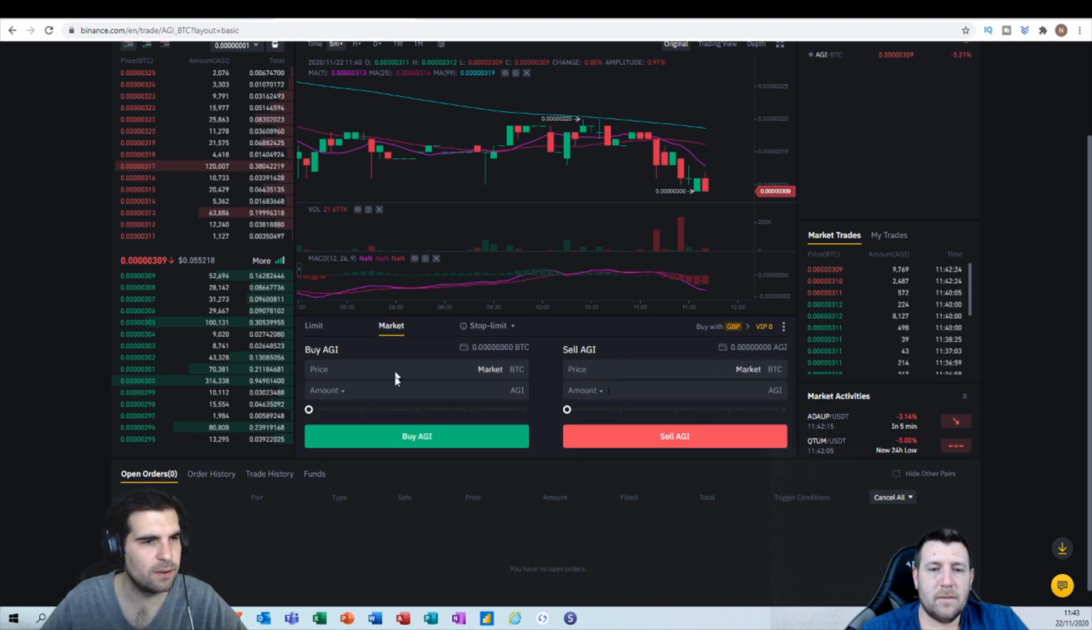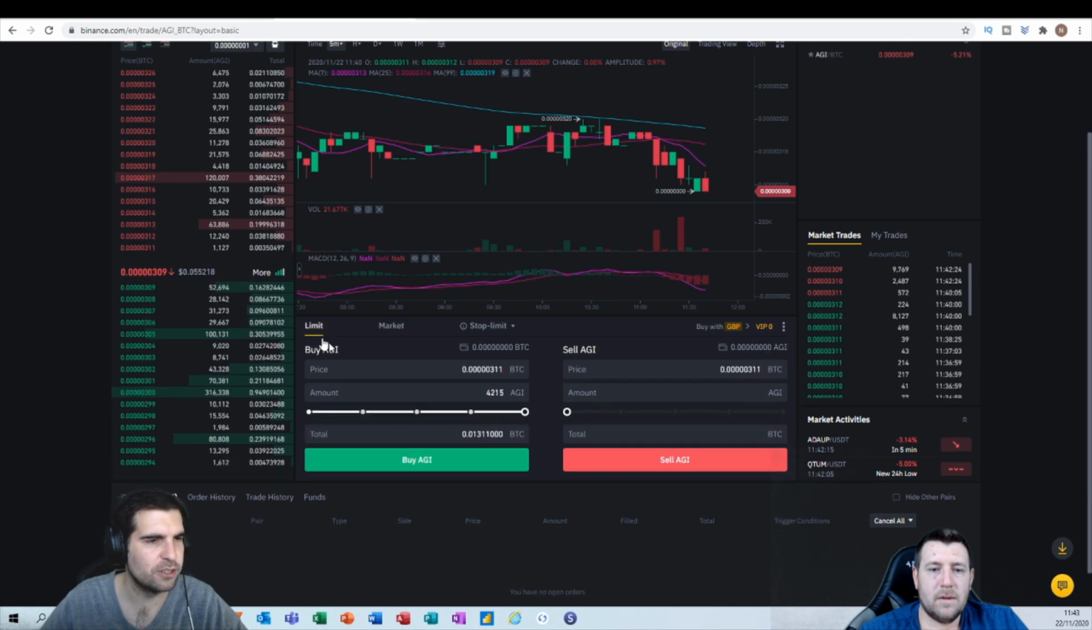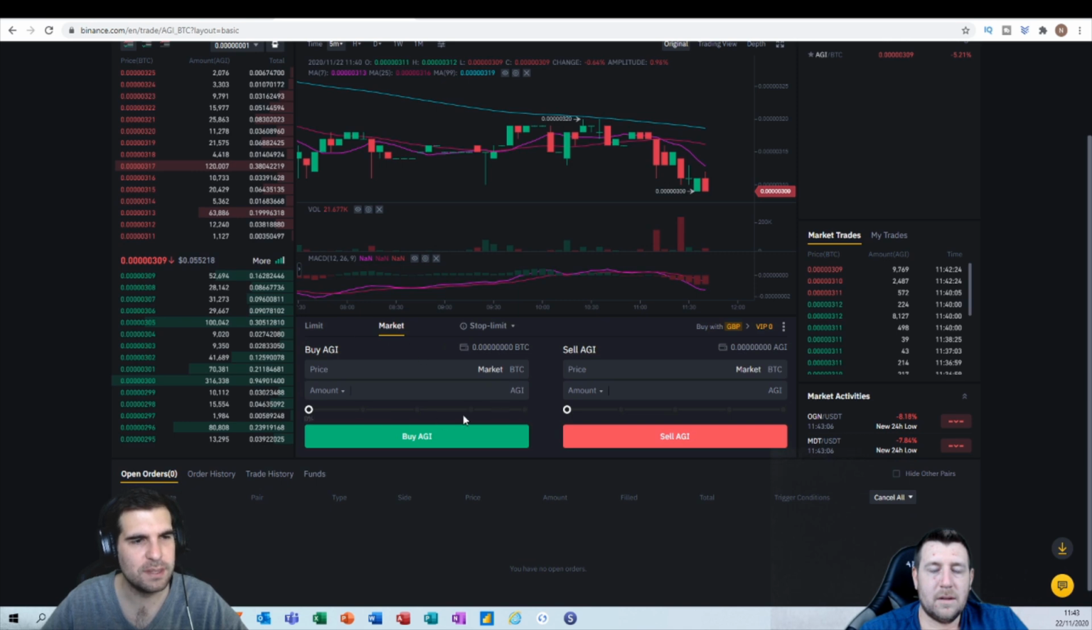And also, I was actually on a limited order there. I wasn't even checking that properly. But that's basically saying how much Bitcoin you'd like to do. If you go to the market section, this would be the easier area to go. You can then put in the amount of AGI that you would like to purchase there and click buy on AGI. Anything you want to add on that bit, Chris?